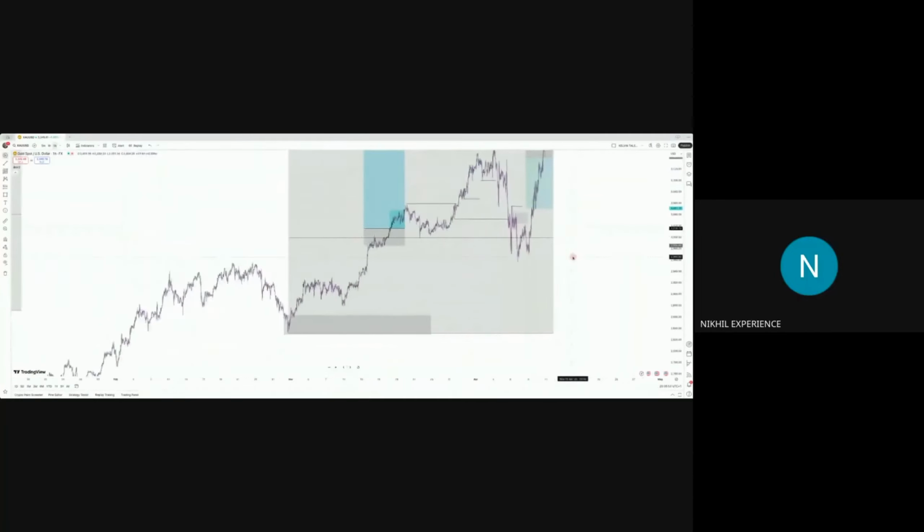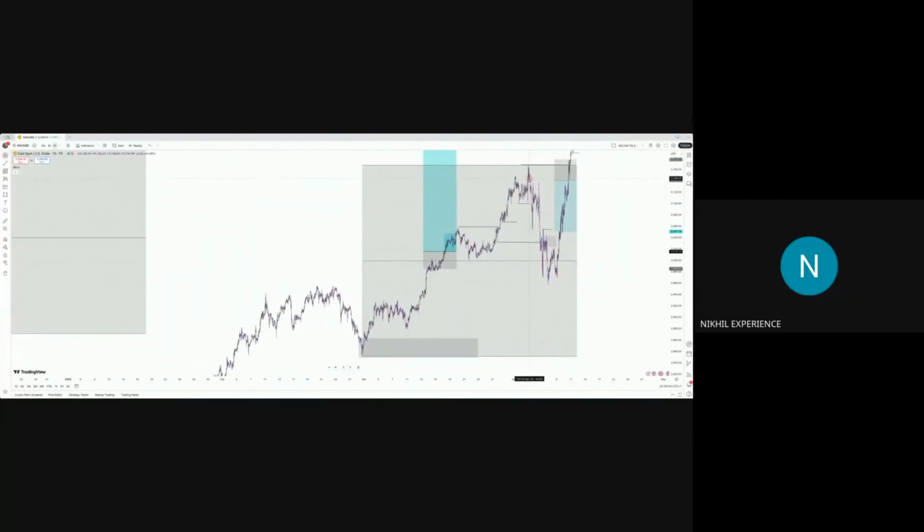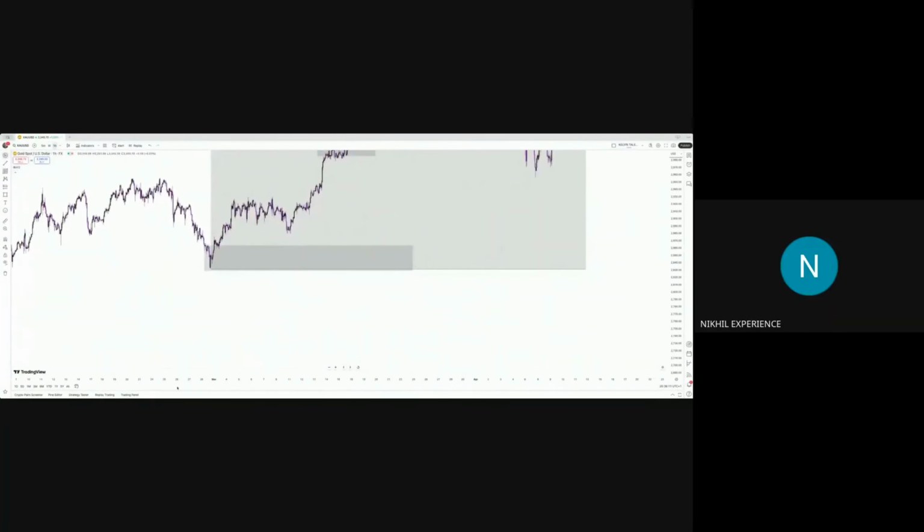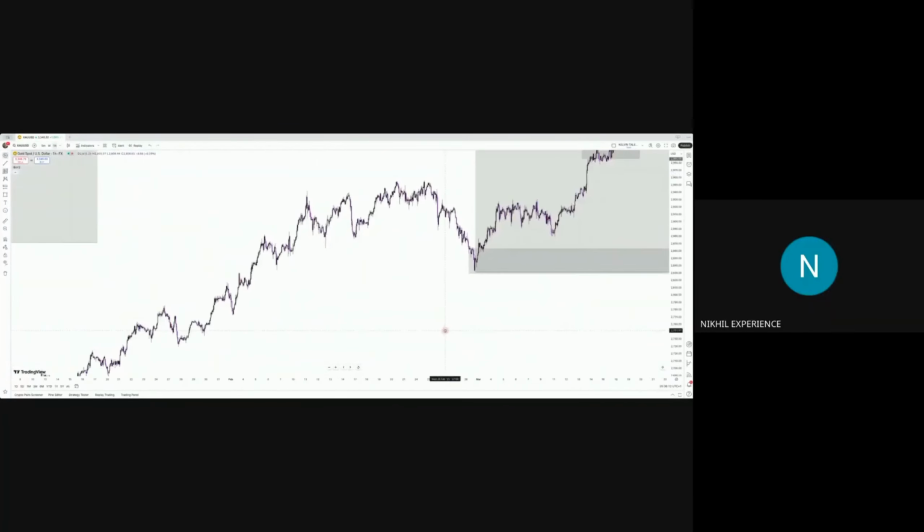Let's look for a pair that is in a downtrend. Look at it, taking from internal range to external range, uptrend. Now let's look for a pair that is in a downtrend where price took out liquidity like that as well. Okay. This is also another example of an uptrend where price took liquidity from internal range to external range, right? I think it started from this particular low.